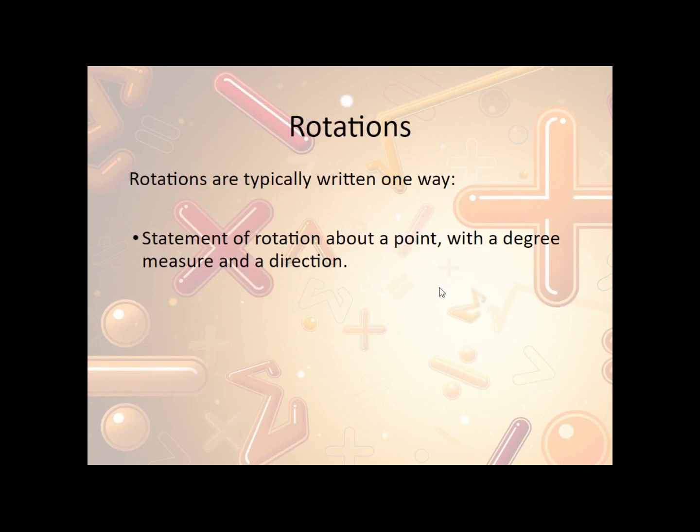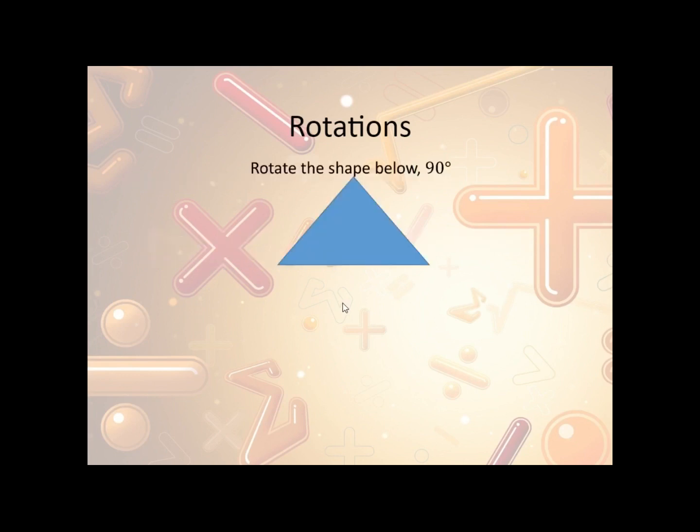So rotations are typically only written in one way. It's a statement about a point, and for everything we do, it will always be the origin, and then it's going to give you a degree measure. So how far are we rotating? We're rotating 90 degrees, 180 degrees, etc. And then it will tell you a direction. So rotating 90 degrees. So if I were to take this and rotate it 90 degrees, I'm going to flip it and turn it sideways. So either of these would be a 90-degree rotation.